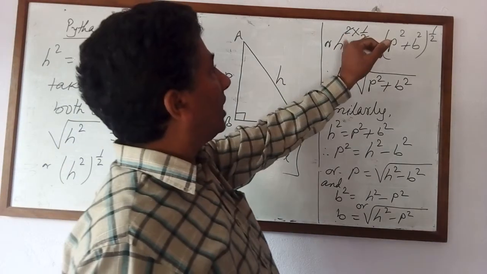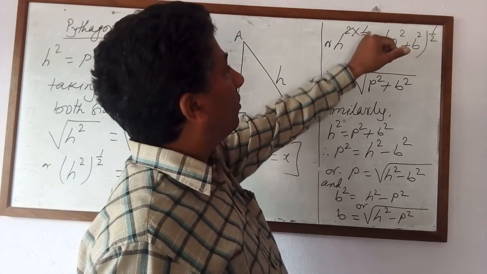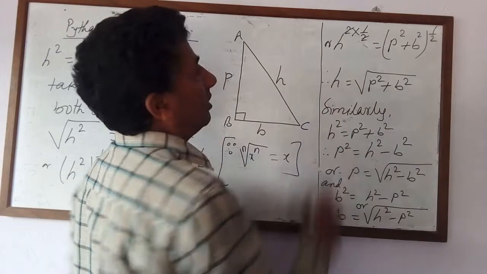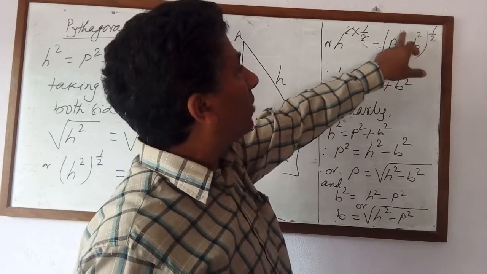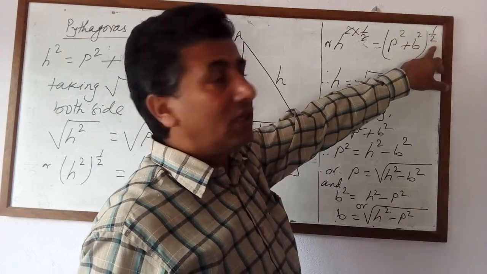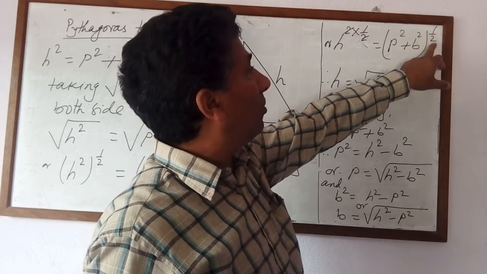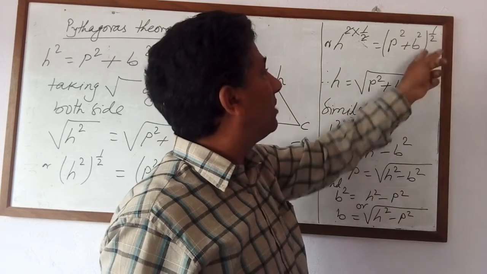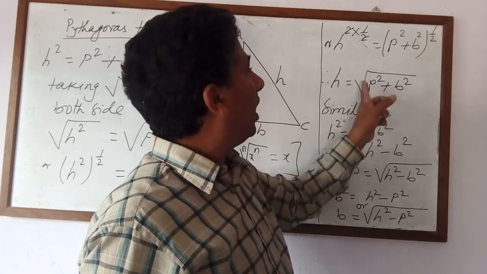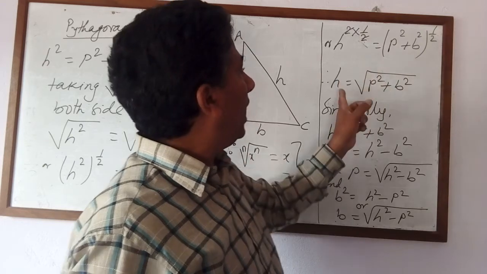That's why h square times 1 by 2, these 2 and 2 cancel. But here this 1 by 2, we cannot multiply with these two powers. P square and b square, we cannot multiply with this external power 1 by 2. That's why this remains the same. This 1 by 2 I have written, here is 2. That's why h equals this.